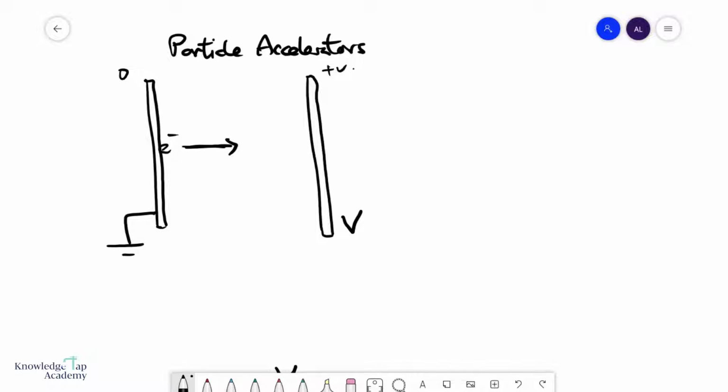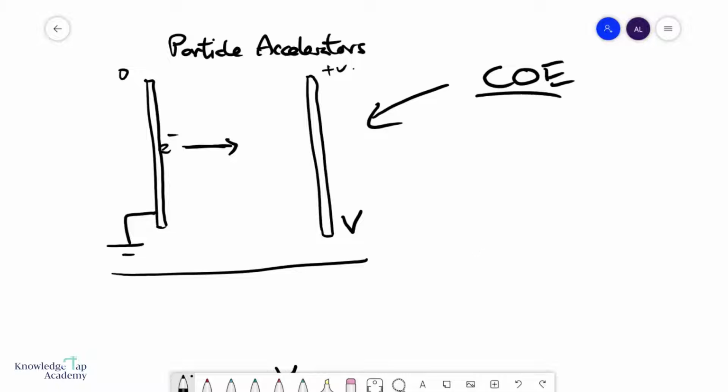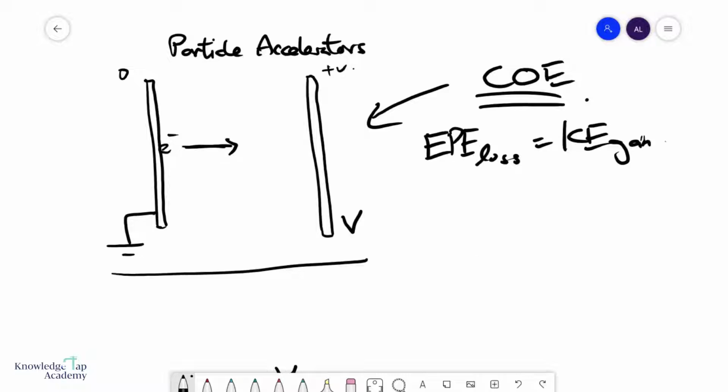And so this is a very common technique that we use in many applications, right? You will see this a lot, especially in your final year 12 or year 2, whichever course you're doing. And one way to analyze this is to use the conservation of energy. We can say that the loss in electric potential energy simply equals the gain in the kinetic energy of this charged particle.